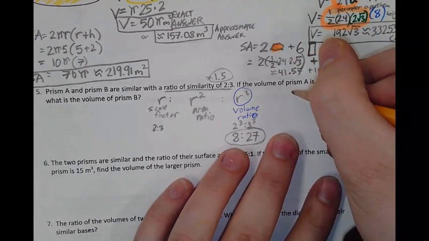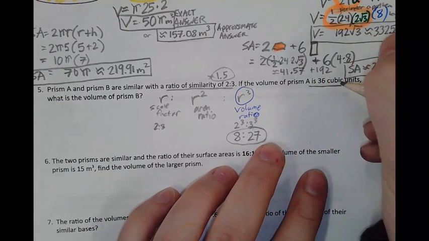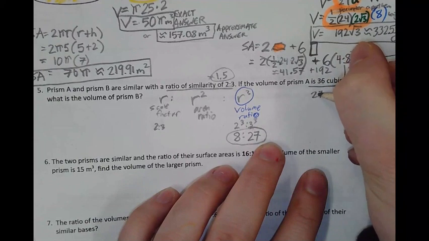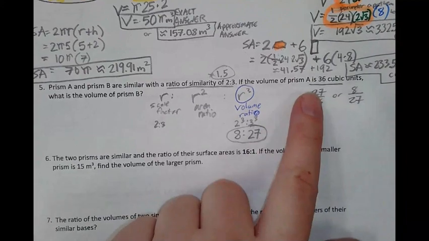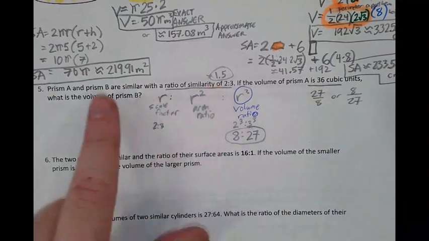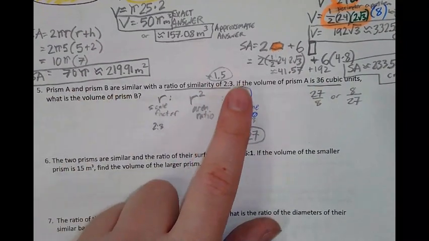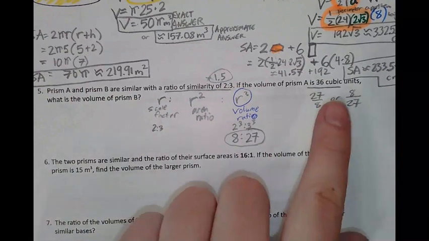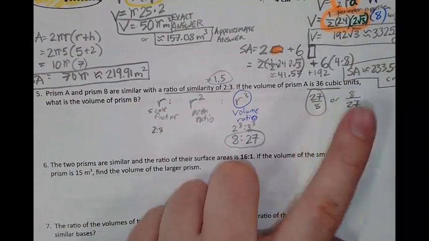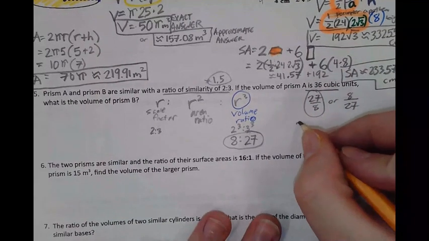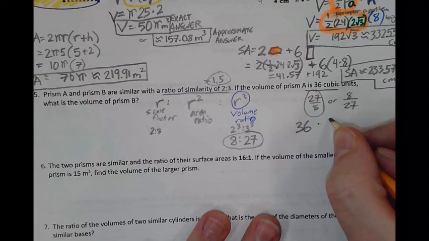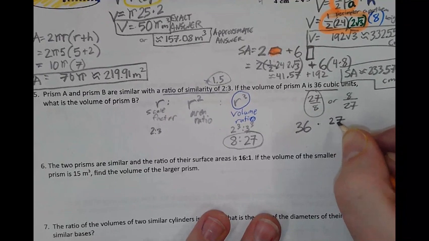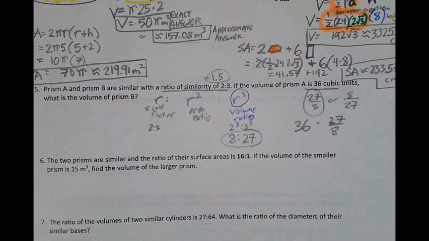So that means we are going to have to multiply this guy by either 27 over 8 or 8 over 27. Now, is figure A smaller or bigger? Let's see. From figure A to figure B, it's 2 to 3. So B is bigger. We're going to need to multiply by the bigger fraction. 36 multiplied by 27 over 8 is going to give us our answer.